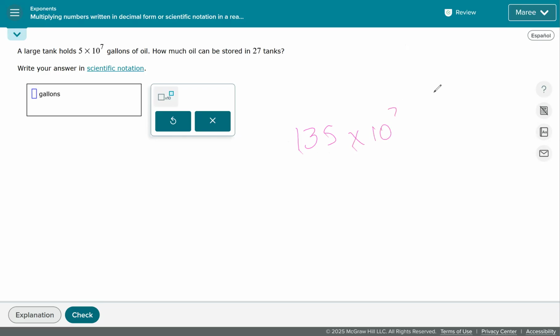But we want to write that in scientific notation. For correct scientific notation, you have to have a decimal after the first non-zero number. So it should be 1.35. Because we had to move the decimal to the left, we're going to add 2 to the exponent. So it's times 10 to the 9th. And that's what we'll type in here: 1.35 times 10 to the 9th power.